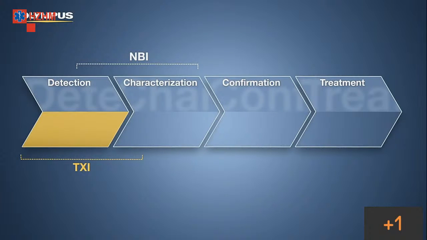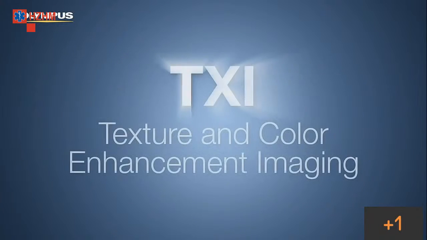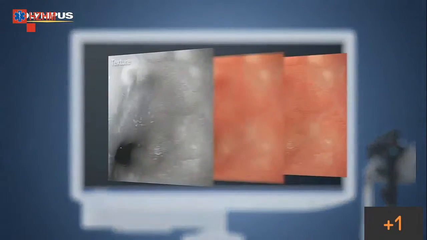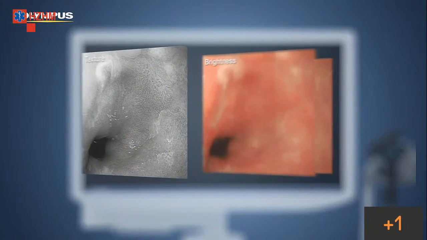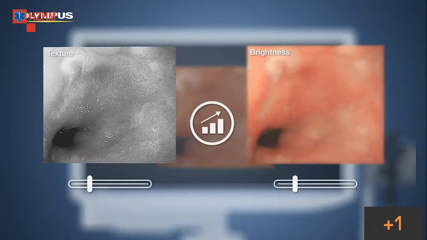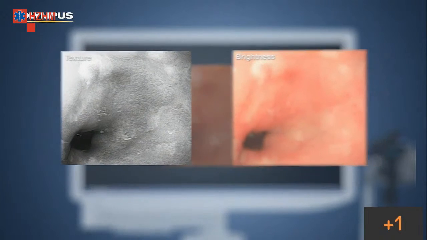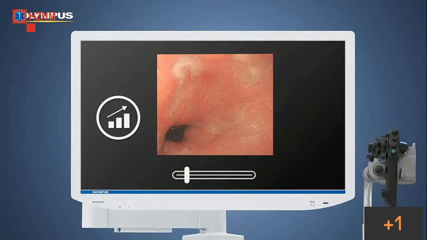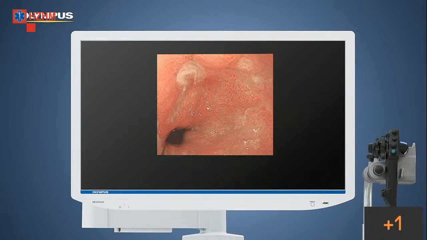Especially important during detection and characterization. TXI stands for Texture and Color Enhancement Imaging. The incoming image is split. Texture and brightness are enhanced. During the stacking process, both images are merged. Color tone enhancements are made to more clearly define subtle tissue differences.